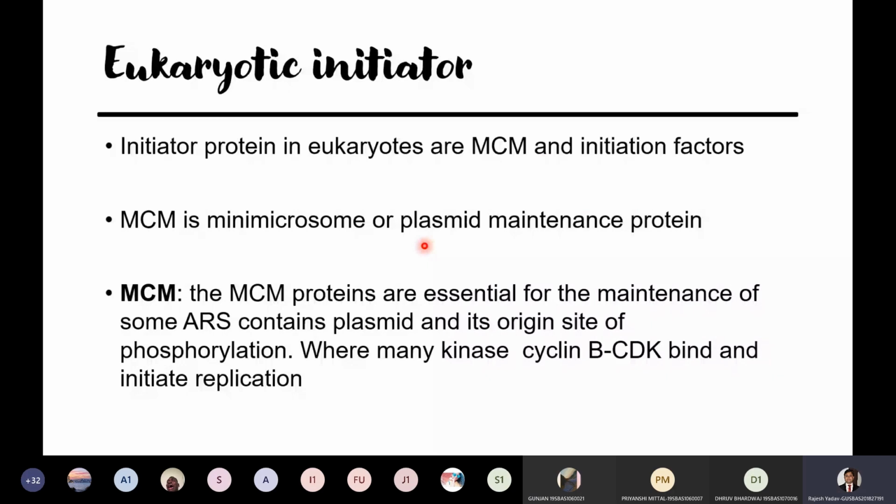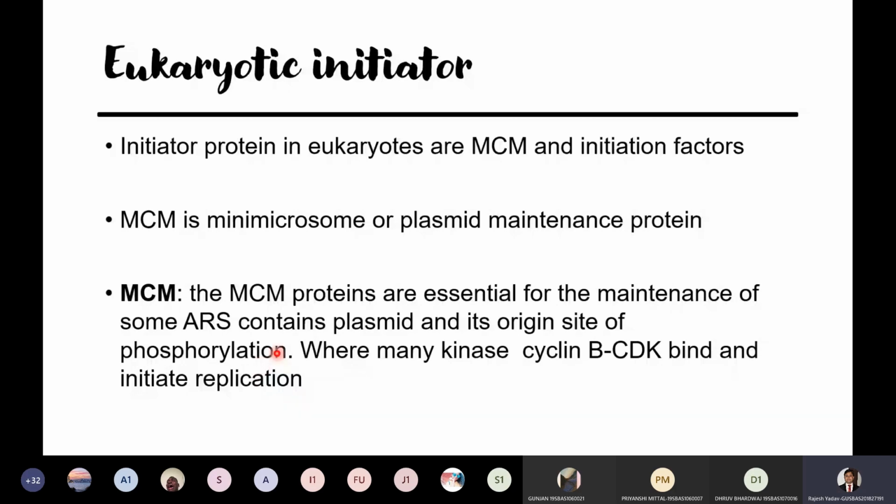So what is the function of the MCM here? I am just describing here. The MCM proteins are essential for the maintenance of the ARS. That means for the maintenance of this autonomously replicating sequence, the MCM protein is required. So in its origin site, the MCM protein is phosphorylated. That means when the phosphorylation of this MCM protein occurs, then replication will be started.